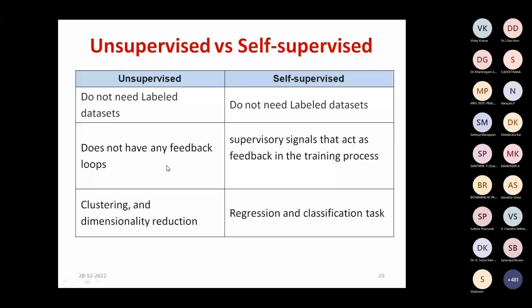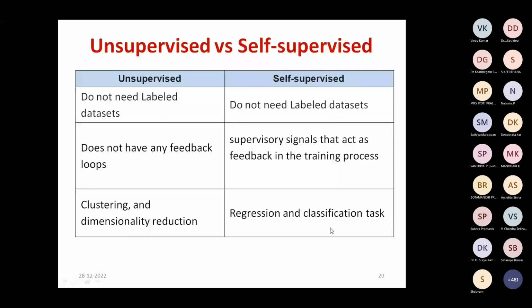Okay. So unsupervised does not have any feedback mechanism, whereas during the training process in self-supervised, a continuous feedback mechanism is there. Even though it is using an unlabeled data set, the continuous feedback is obtained during the training process as supervisory signals. Self-supervised is used for regression and classification tasks, whereas unsupervised is used for clustering and dimensionality reduction. So this is the highlight of self-supervised. Similar to unsupervised, it is not using a labeled data set, and still it is doing classification and regression tasks. That's a highlight.